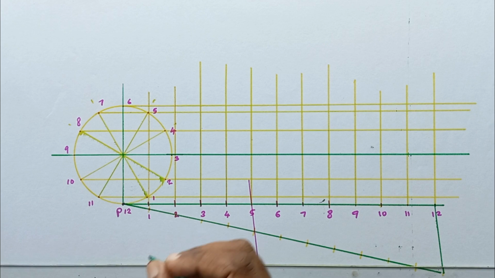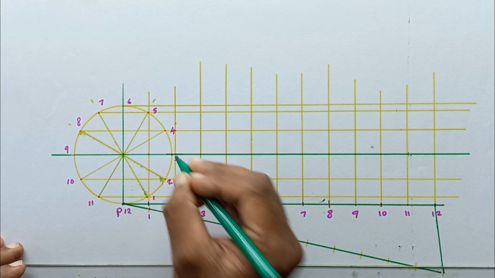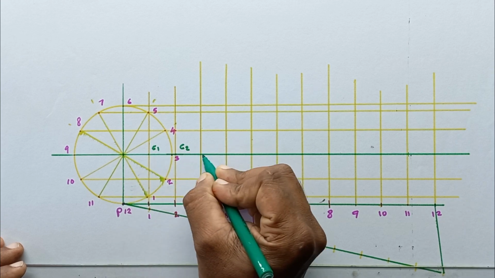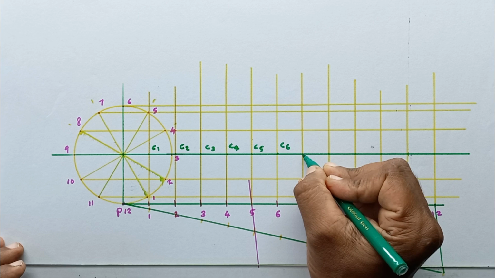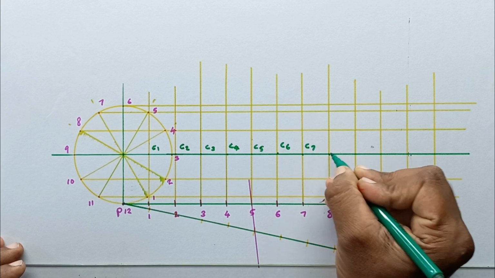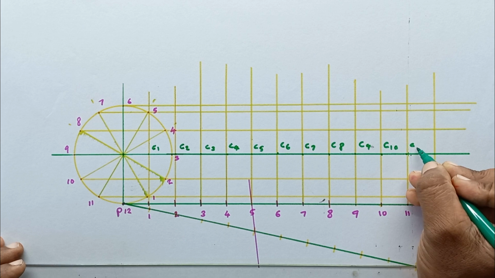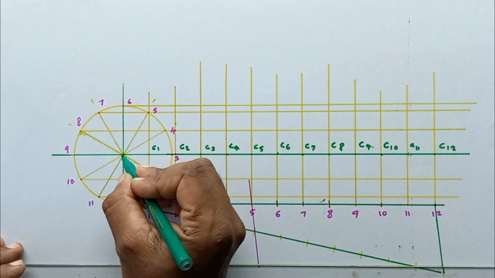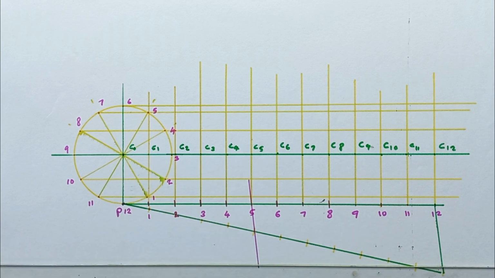Okay, then let's mark these intersection points. Let's mark these points as C1, C2, C3, C4, C5, C6, center point 7, center point 8, center point 9, center point 10, center point 11, center point 12. This is 0. Okay, then let's mark the points.